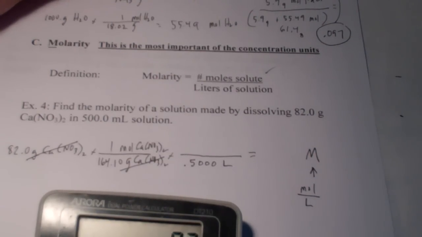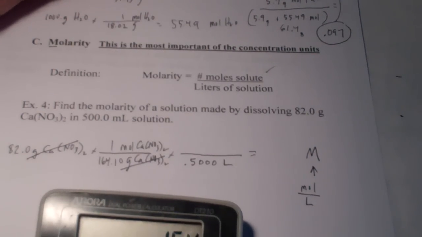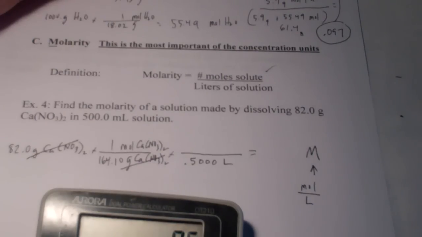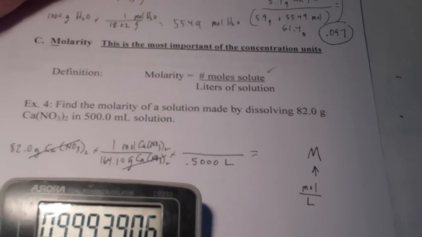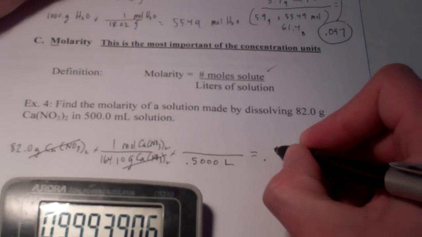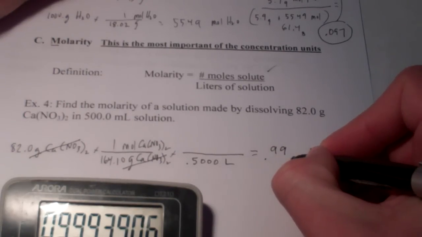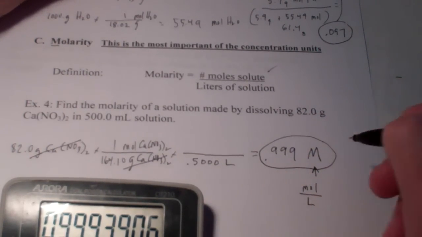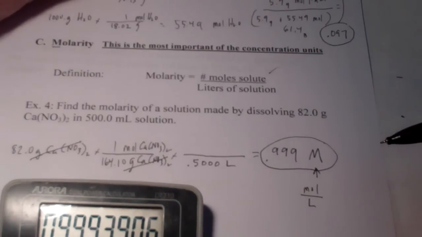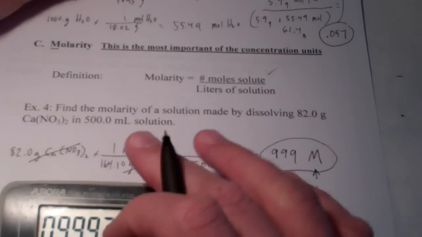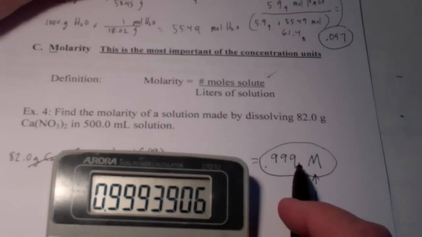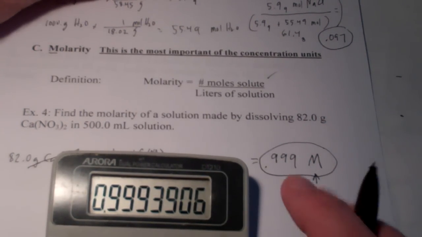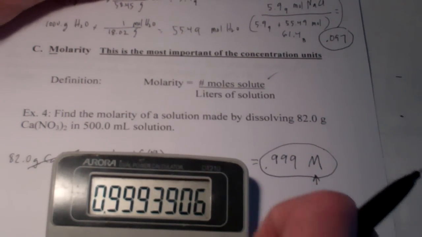82.0 divided by 164.10 divided by 0.5000 gives me, boy, 0.999 molar solution. That's pretty doggone close to 1, isn't it? But we'll stick with our significant figures and call that 0.999. But to be honest with you, if you said 1.00, I don't think I would be too upset at all.